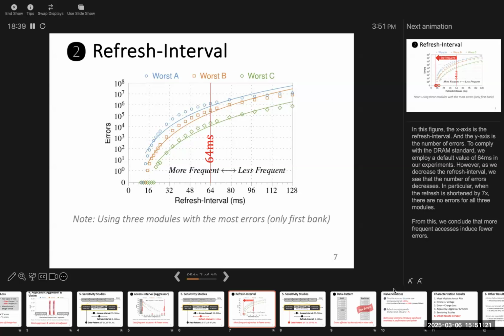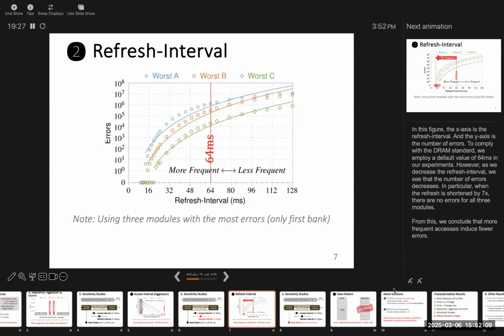Why? Because increasing the refresh interval means you give more time before the capacitor is recharged, right? If you are recharging after every 64 milliseconds and then you increase it to 128 milliseconds, you cannot reinforce it or recharge it back to its original value in time. In this case, you will be more susceptible to errors induced as a result of opening and closing of the aggressor row.